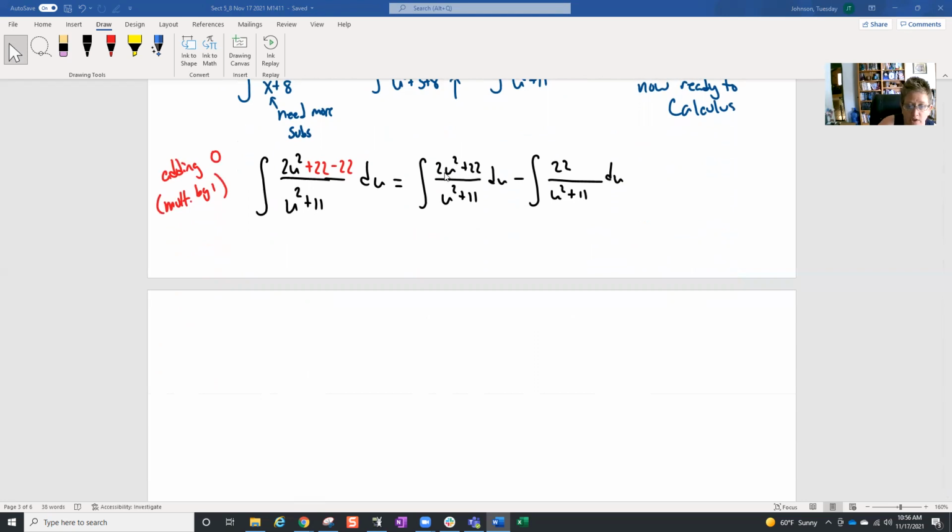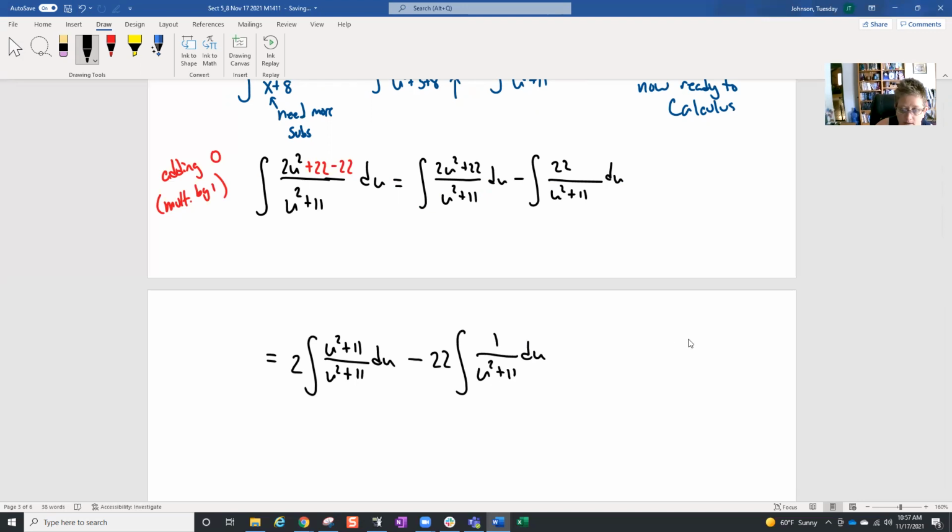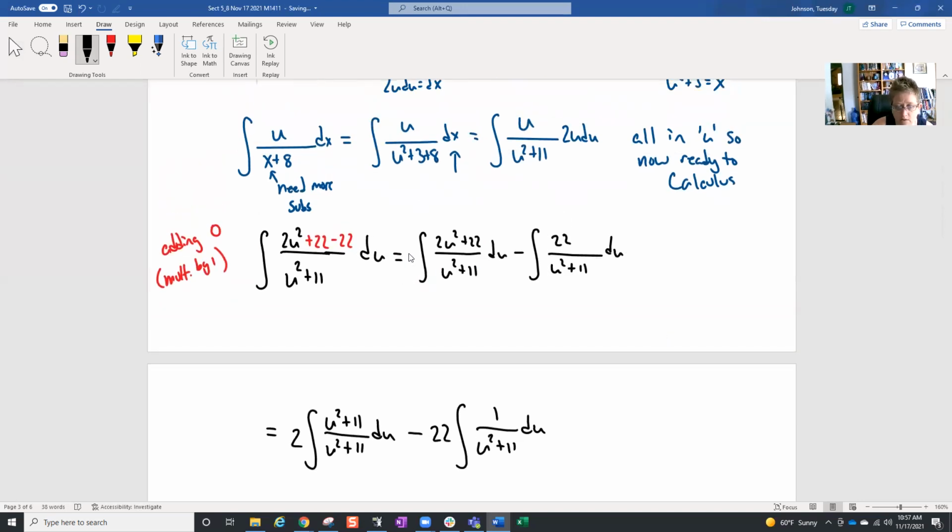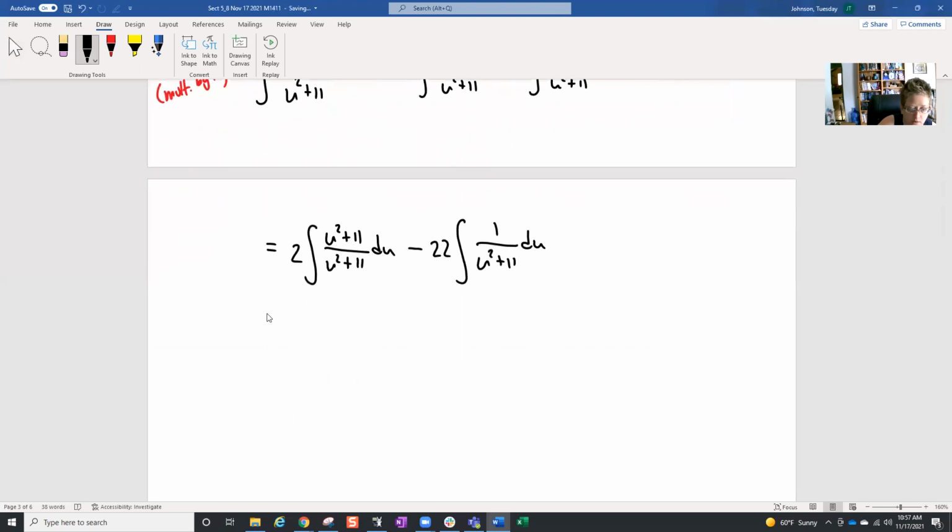This 2u squared plus 22, I can factor out a 2. So this becomes 2 times u squared plus 11 over u squared plus 11 du. And we can simplify this. I'm doing this in as many steps as a step monster could do. Now, this seems reasonable, right? Like, okay, if we have this, obviously we could do that. Obviously we could do this. U squared plus 11 divided by u squared plus 11, that's just a 1.